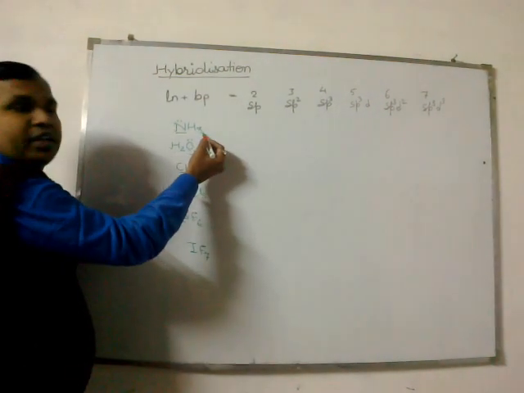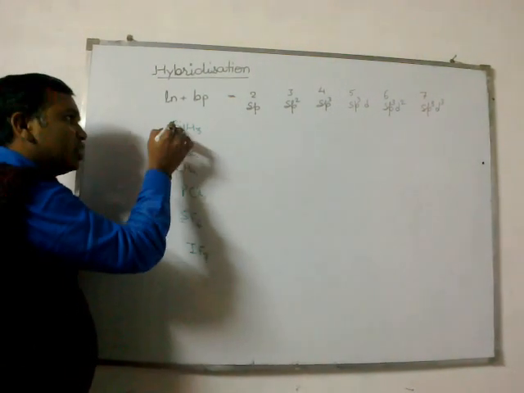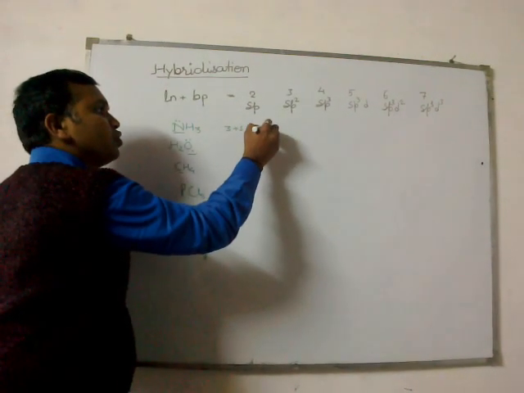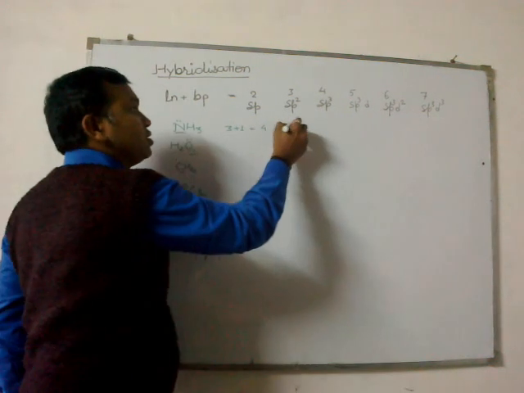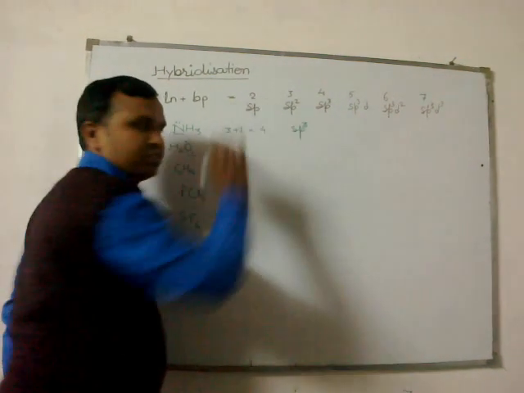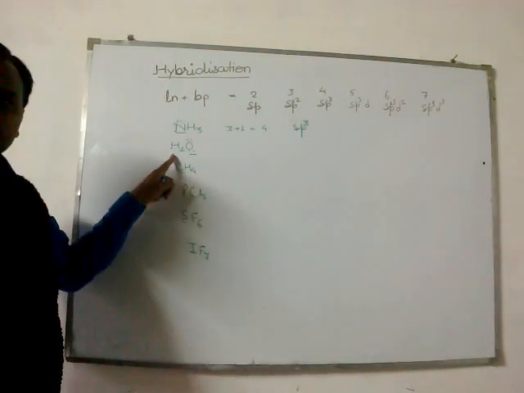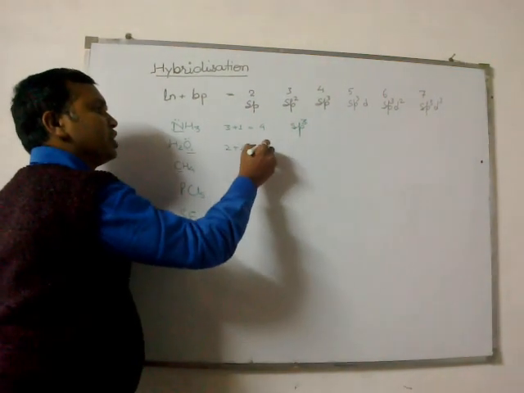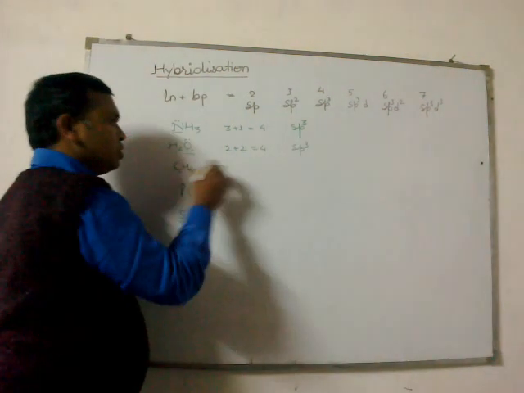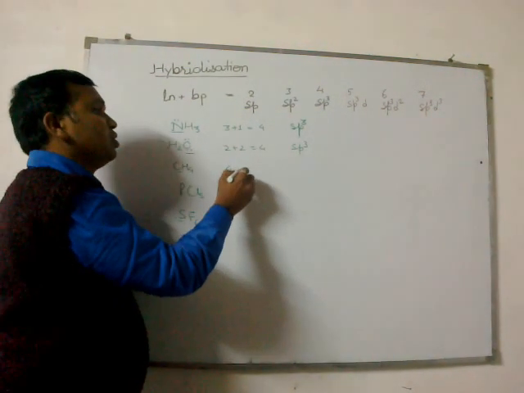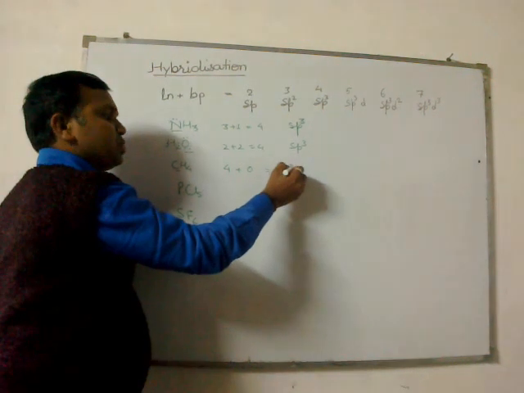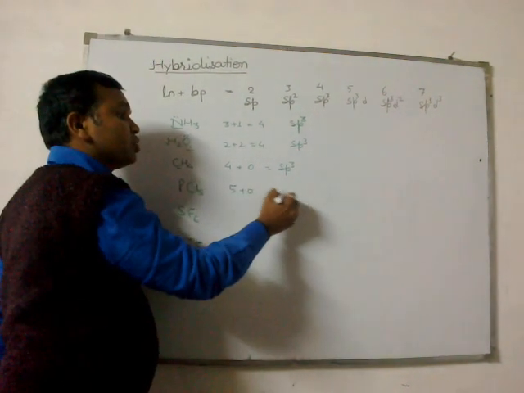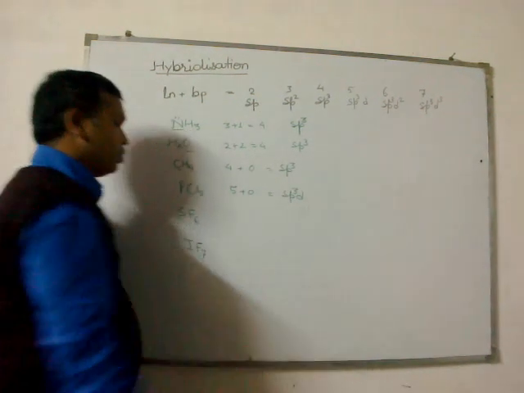Here these are the bond pair electrons. So we have 3 bond pairs and 1 lone pair of electrons. If I add these two, it is 4, and the answer is sp3 hybridized. For H2O we have 2 lone pairs and 2 bond pairs. So again 2 plus 2 is 4, and it is sp3 hybridized. For methane we have 4 plus 0, that is sp3 hybridized. For PCl5 we have 5 plus 0, so it is sp3d hybridized.